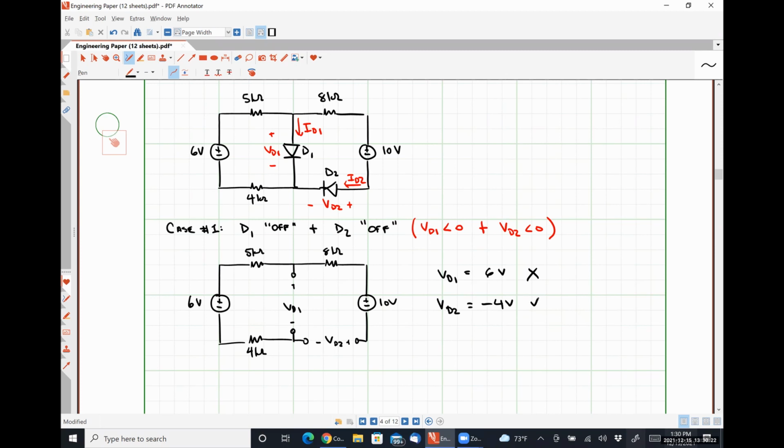So this iteration does satisfy this condition, meaning that the assumption that VD2 was off was correct for this, but that does not mean it's correct overall. It just gave us a value here that meets our criteria, okay? All right, so that combination is wrong.